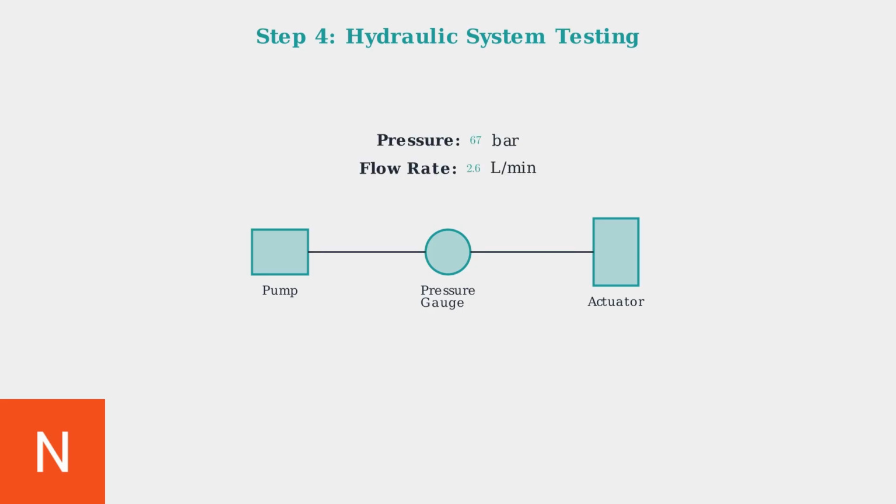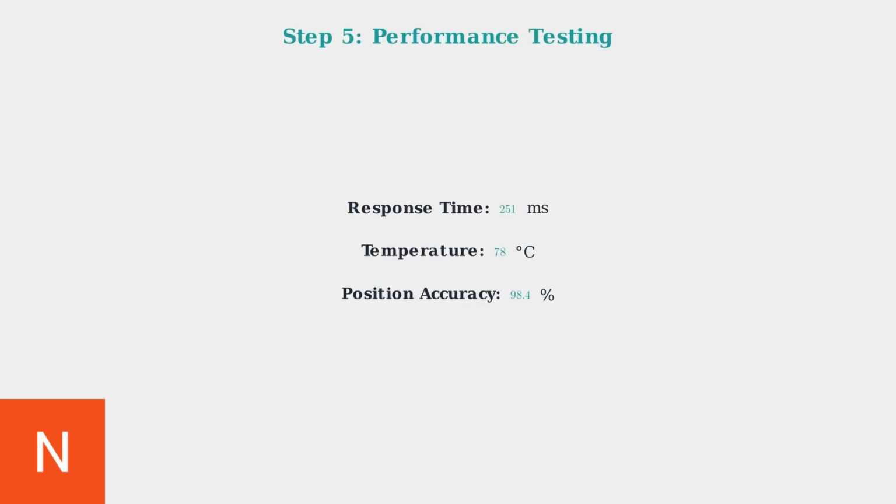Normal operating pressure should be between 60 to 80 bar, with a flow rate of 2 to 3 liters per minute. Performance testing evaluates response time, position accuracy, and operating temperature. Response time should be under 300 milliseconds, and operating temperature should remain below 85 degrees Celsius.